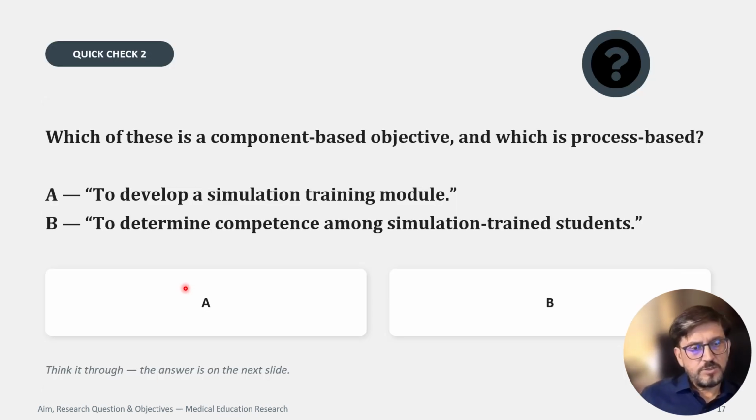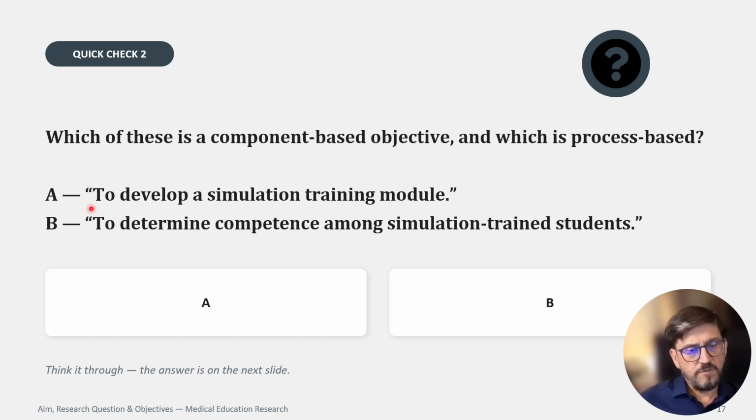So, quick check two: which of these is a component-based objective and which is process-based? Now this concept is very important. Many students commit a mistake by writing objectives which are process-based. When we align the research question with objectives, nobody is expecting you to write process-based objectives, but an objective which is reflective of the component of that particular research question.